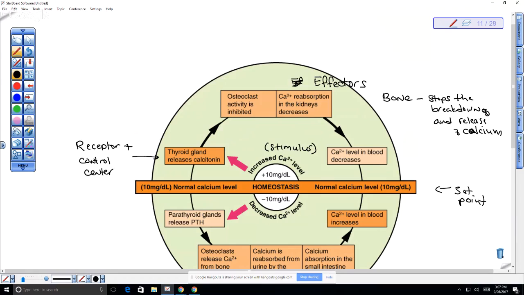So then this would mean that you're going to get rid of calcium in the kidney. This would be getting rid of it in the urine, okay? So calcium, the kidney, calcium in urine. And the response of both of those has a negative feedback mechanism, and so it brings the level of calcium back down to the set point.